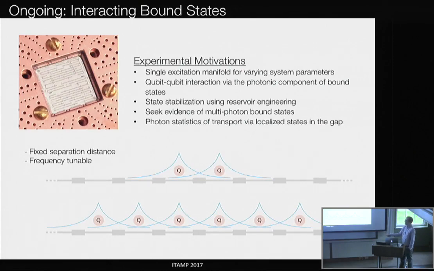And so if you put n qubits in one of these photonic bandgap media, then you can set up a nearest neighbor kind of model where the parameters are tunable in situ. In particular, as we tune the qubit frequencies closer to and further from the band edge, the localization length changes, and that means the overlap of these bound states changes, and so you can change the effective lattice parameters in situ. And so we've done this.